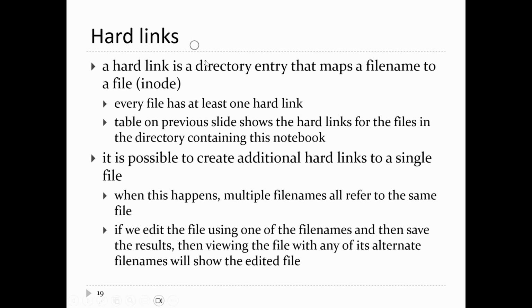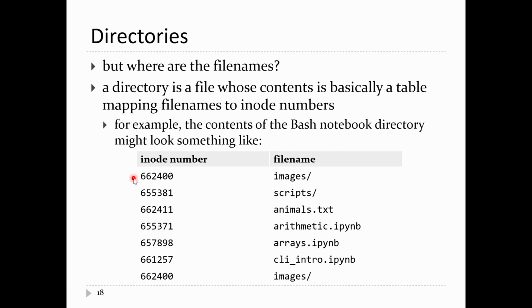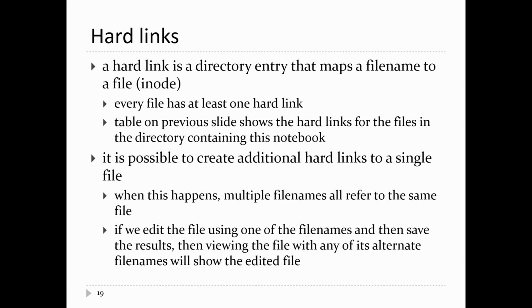Okay, so what's a hard link? A hard link is a directory entry that maps a file name to a file. For our purposes, you can think of a hard link as being one row of the directory. It maps a file name to a file, which is just an inode. For a file to exist, it must have a hard link. In order for your operating system to know about the file, it needs to know the name of the file and what inode it corresponds to. Therefore, it needs a hard link.